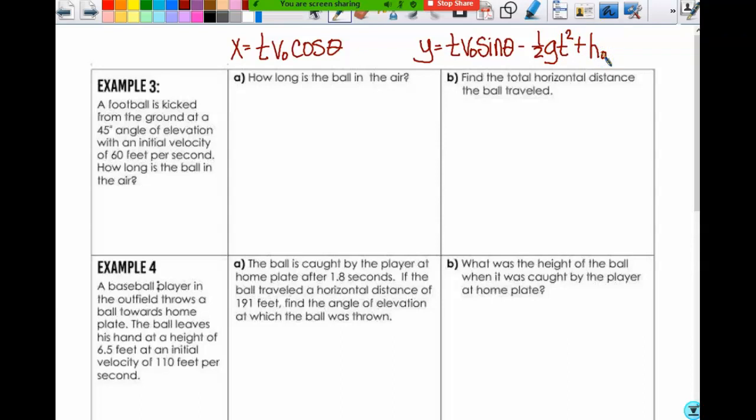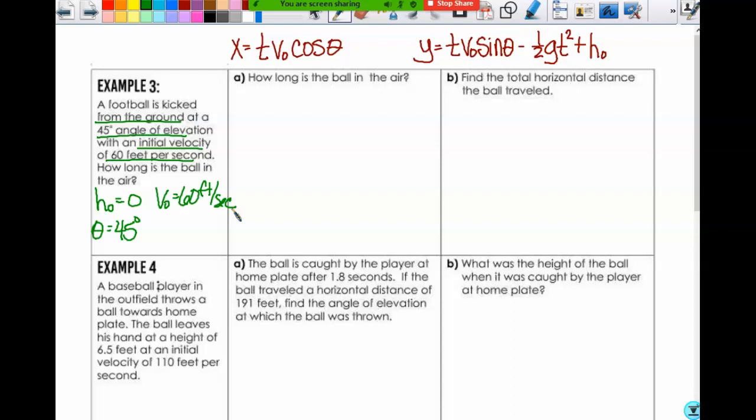So let's read through this and come up with what we know. Football is kicked from the ground. From the ground means initial height is 0. 45-degree angle of elevation, theta is 45 degrees. Initial velocity, 60 feet per second.